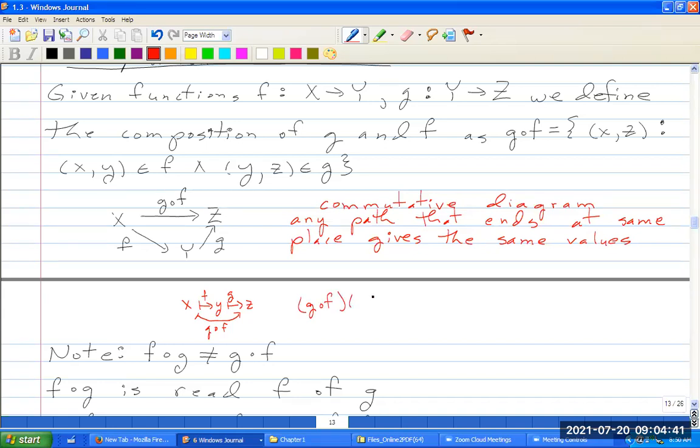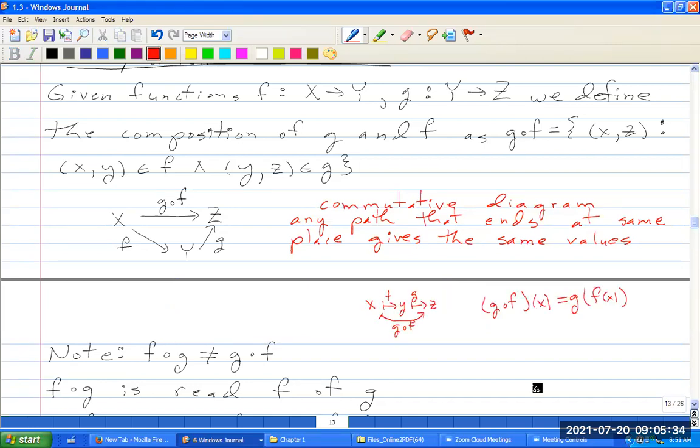So that says that G composed with F at X must equal, well, this is F. I take F, evaluate at X. Then I take whatever I got here, which I called Y, which is F of X, and it gives me some Z. So it has to be that G composed with F at X is just G evaluated at F of X. Looking at this diagram.